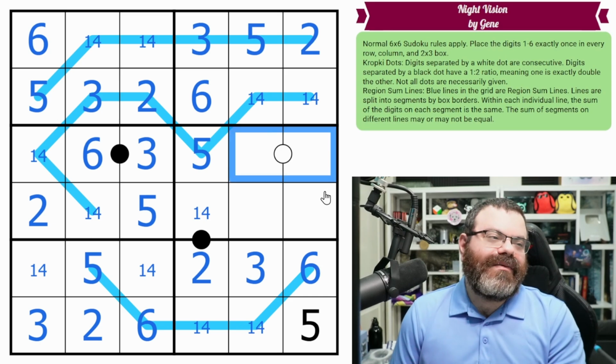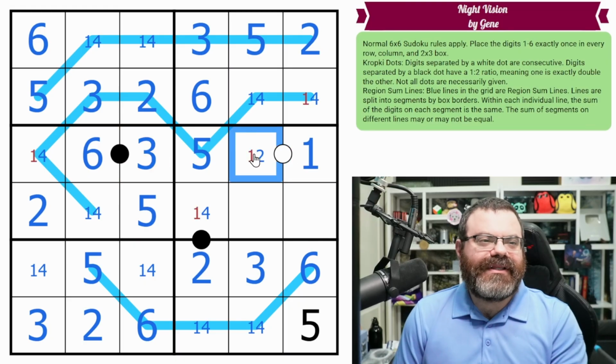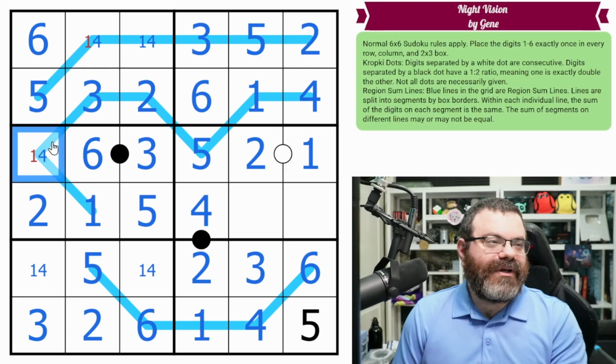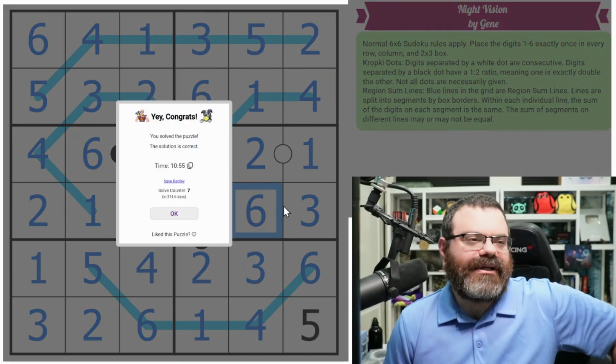Yeah, so we have 1, 2, 4 left for the row. The 4 can't be involved in a consecutive sum like that. So this is no 3, no 5. So this is the 1, this is the 2. That gives us 4 and 1 and 4, giving us 1 and 4. Gives us the 1, 4, 4, 1, 4, 1. Then over here we have the 3 and the 6, and we're done.